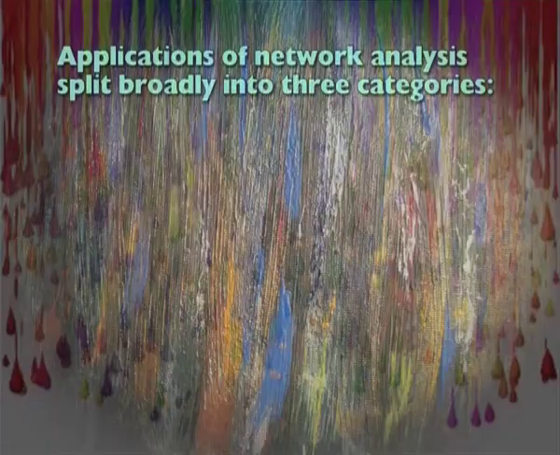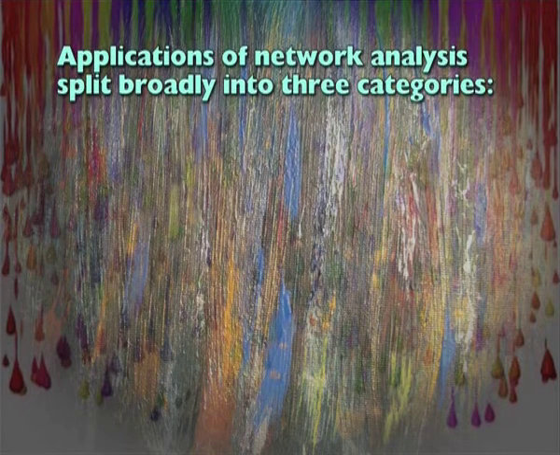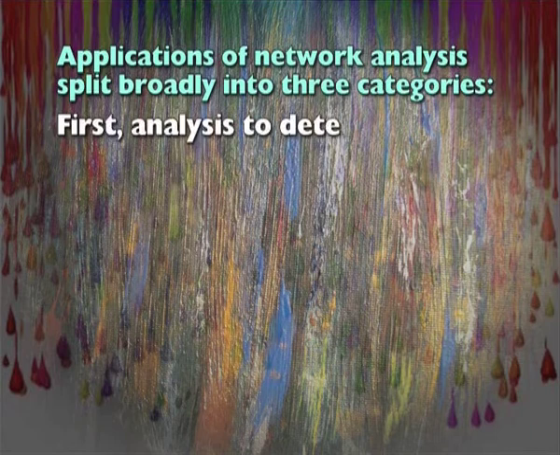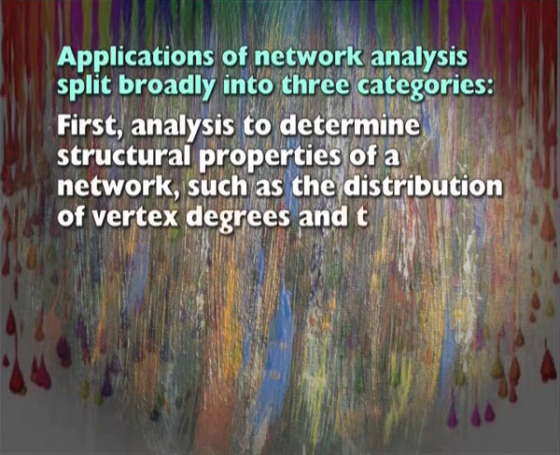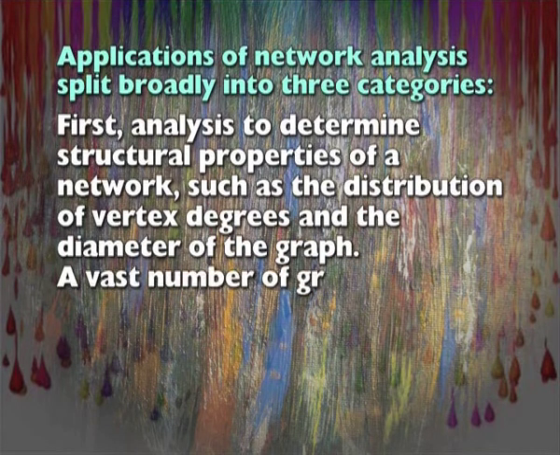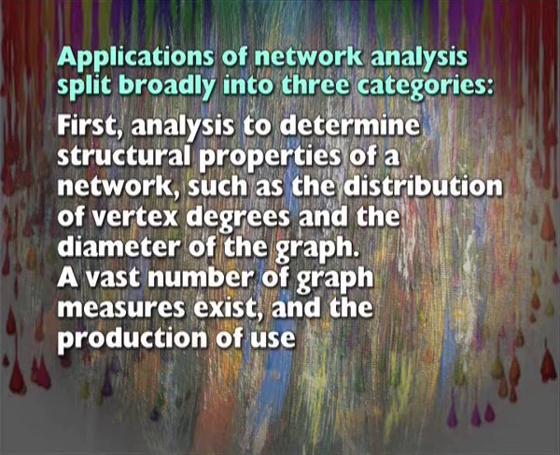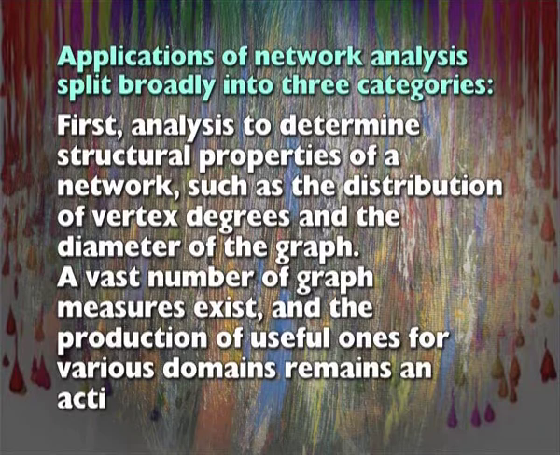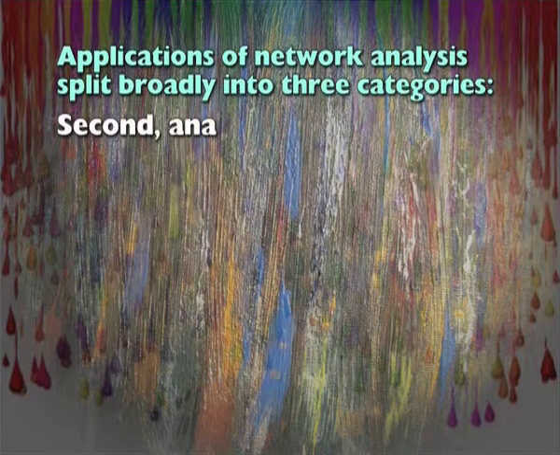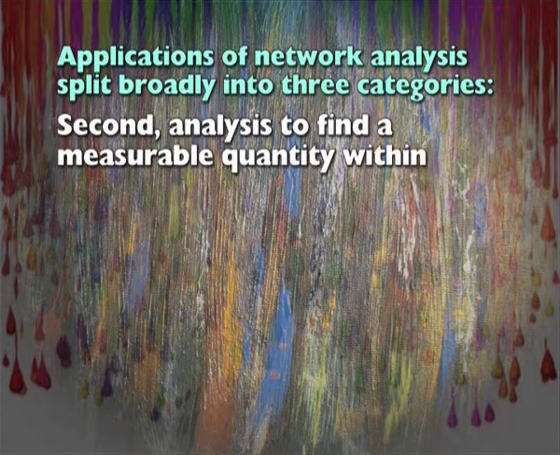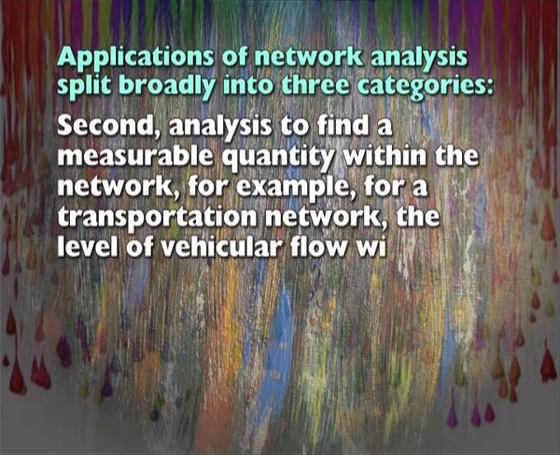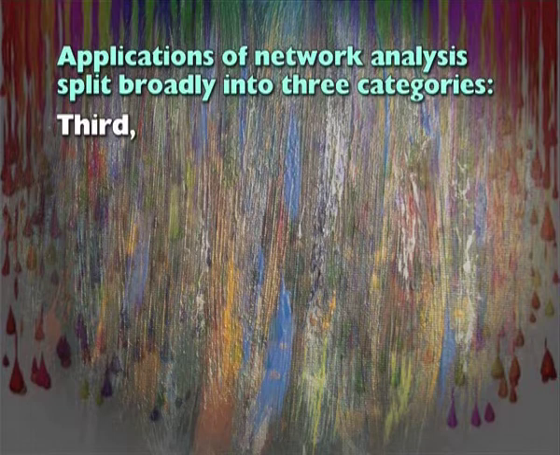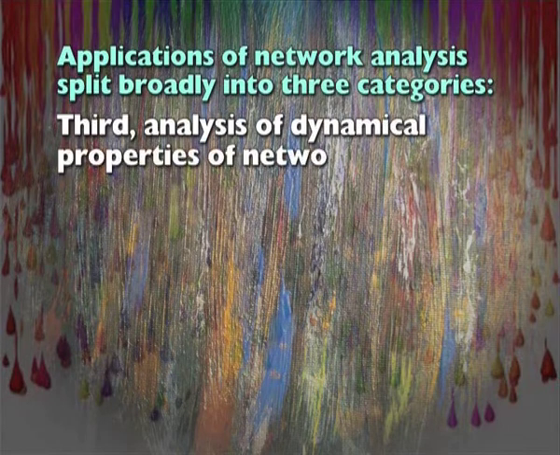For example, to model and analyze traffic networks, applications of network analysis split broadly into three categories. First, analysis to determine structural properties of a network, such as the distribution of vertex degrees and the diameter of the graph. A vast number of graph measures exist, and the production of useful ones for various domains remains an active area of research. Second, analysis to find a measurable quantity within the network, for example, for a transportation network, the level of vehicular flow within any portion of it. Third, analysis of dynamical properties of networks.